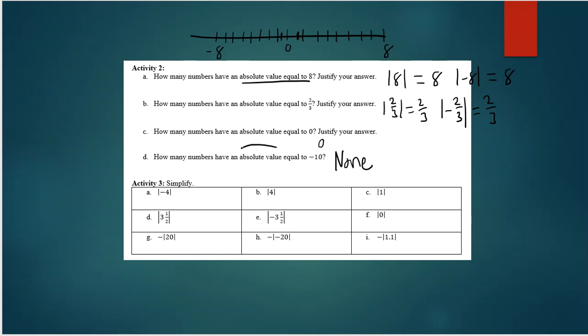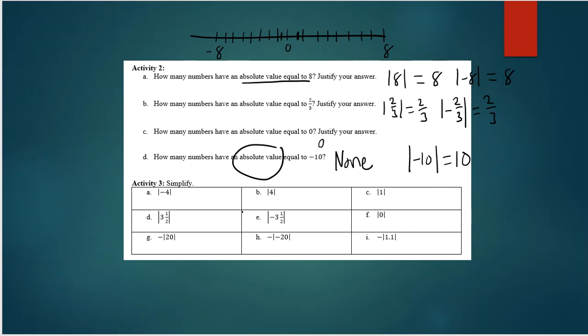Whenever we are finding the absolute value of a number, we always end up with something positive, because absolute value is a distance, and distance is always positive. So when we say how many numbers have an absolute value equal to negative 10, we would say none. Now the absolute value of negative 10 would be positive 10. Okay, negative 10 is 10 spaces away from 0 on the number line.